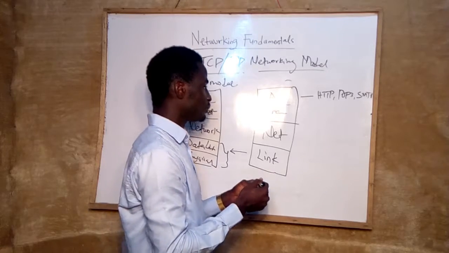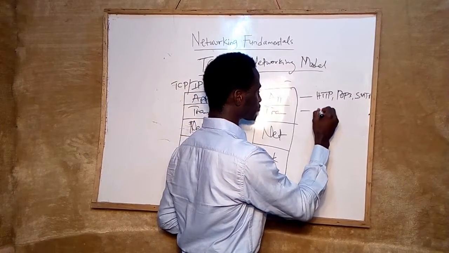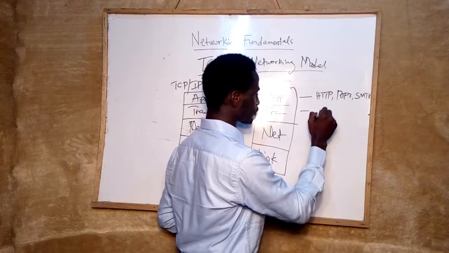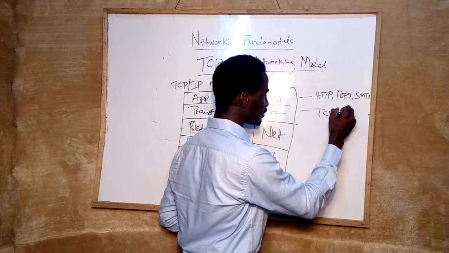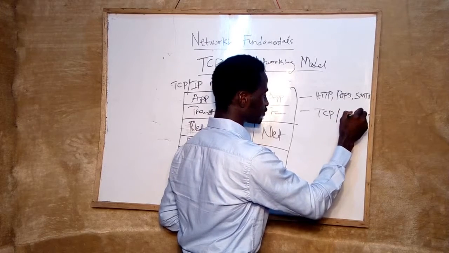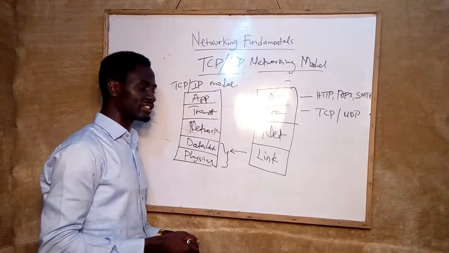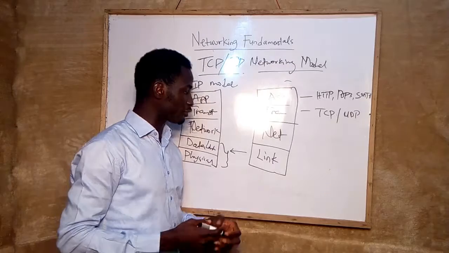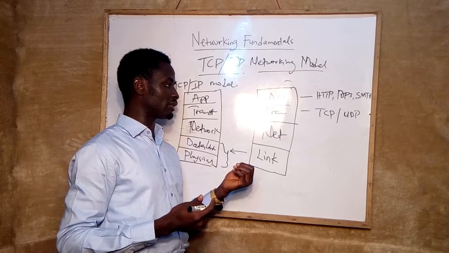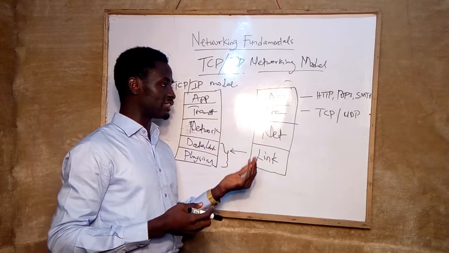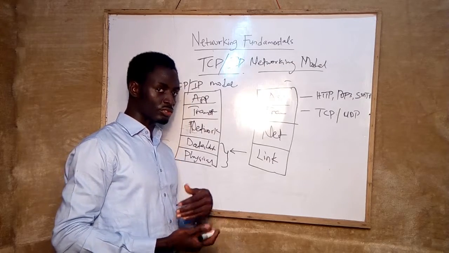There are also other protocols in the transport layer that are referred to as TCP or UDP. So, Transmission Control Protocol or User Datagram Protocol. The transport layer also provides another function like error recovery. So the transport layer is known to provide services for transference of data from source to destination.